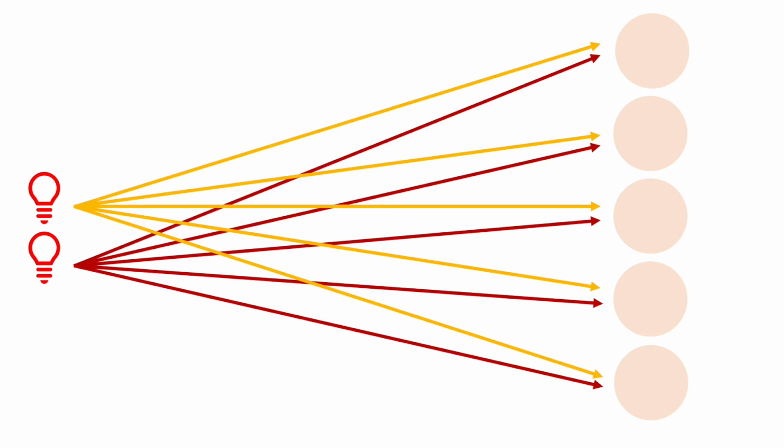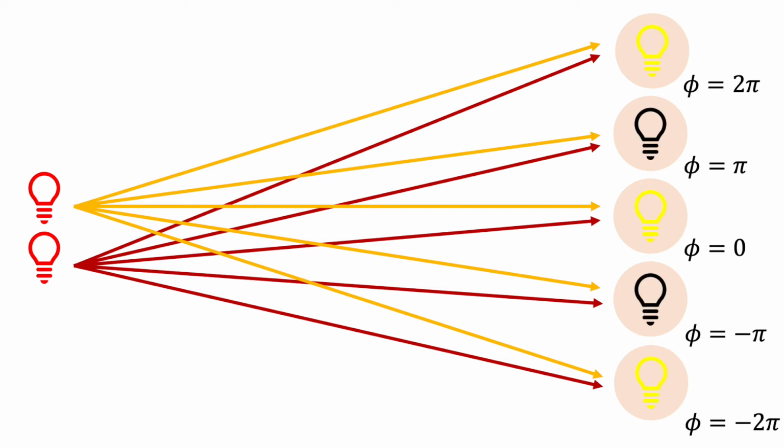Light from two sources can reach any parts of the screen. The interference takes place everywhere on the screen. We can calculate the phase difference at any locations on the screen. If phi is an even integer times pi, there is constructive interference there. If phi is an odd integer times pi, there is destructive interference there.